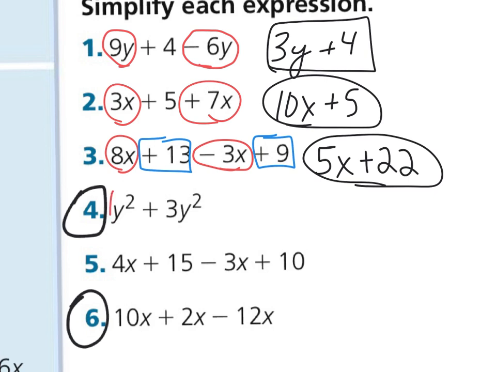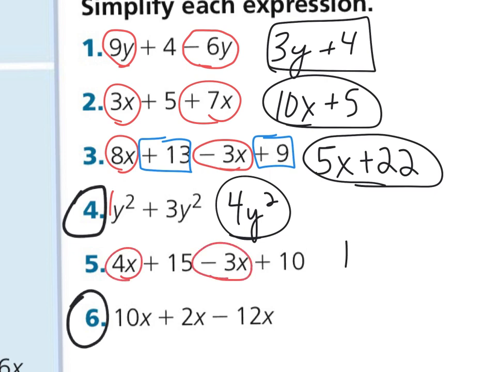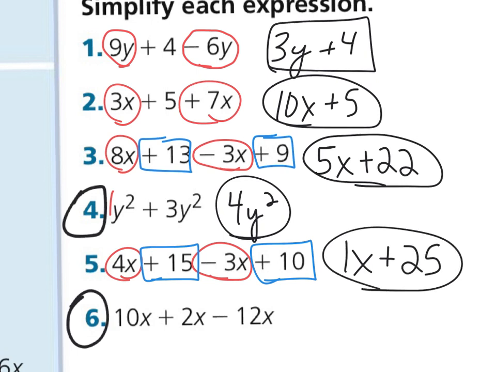Number 4, you can put a 1 in front of the x squared, or in front of the y squared. Those both have y squared, so they're like terms. 1y squared plus 3y squared would be 4y squared. Number 5, we've got 4x minus 3x would be 1x, or just x if you want. And then we've got 15 plus 10 would be 25. So 1x plus 25, or just x plus 25.